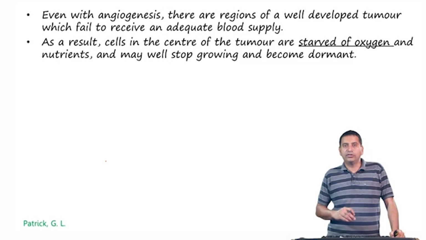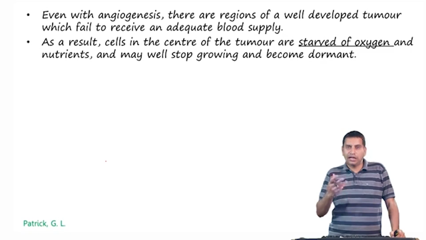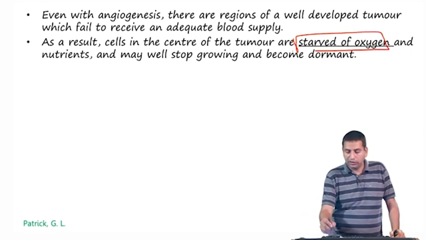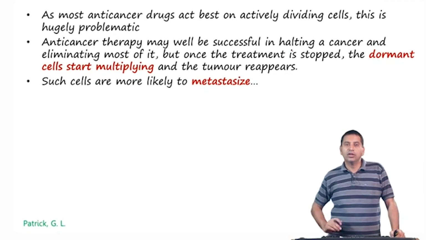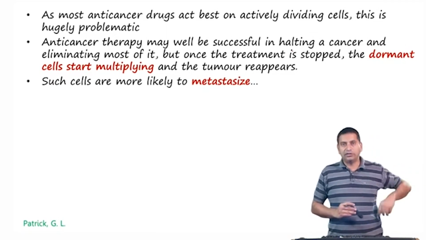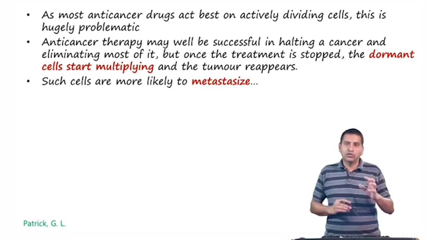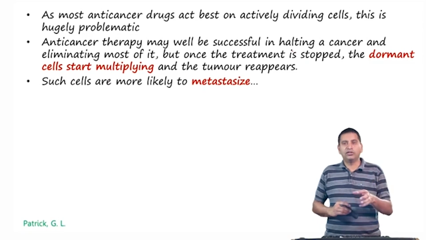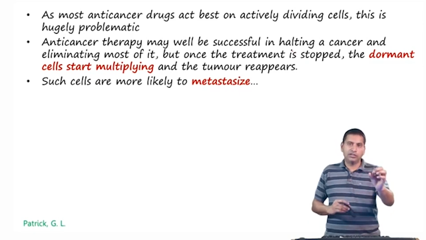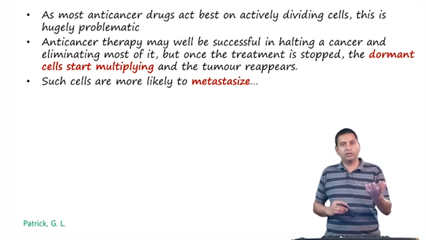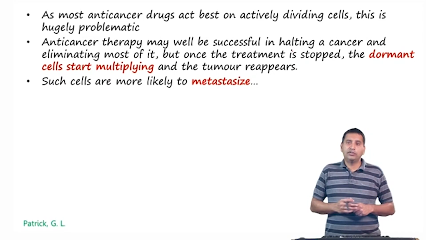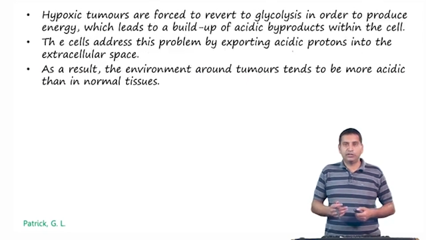Even with angiogenesis, there are regions of well developed tumor which fail to receive an adequate blood supply, and as we discussed earlier, these are known as hypoxic regions. As most anti-cancer agents act best on actively dividing cells, this becomes a huge problem. Anti-cancer therapy may be successful in halting a cancer and eliminating most of it, but once the treatment is stopped, these cells in the center, which are dormant, can start multiplying and the tumor reappears. The problem with these kinds of cells is that they are also more likely to metastasize.